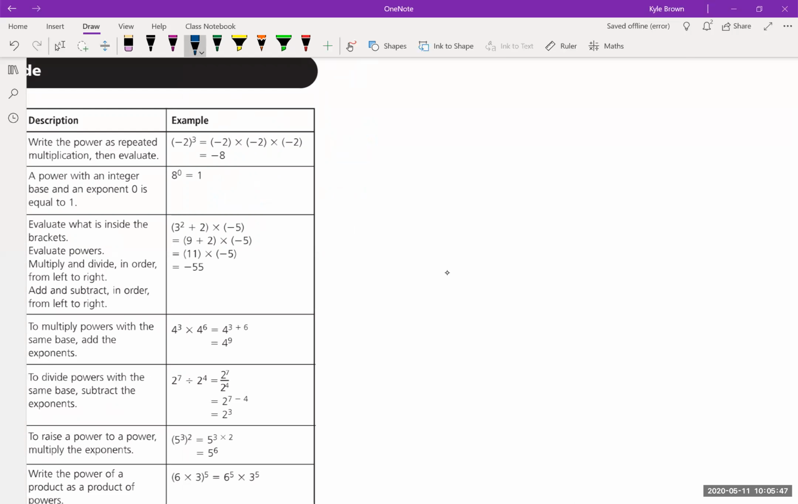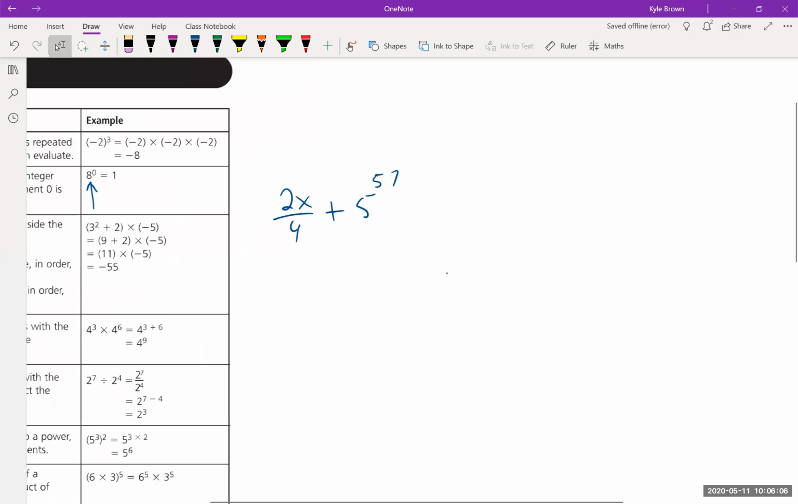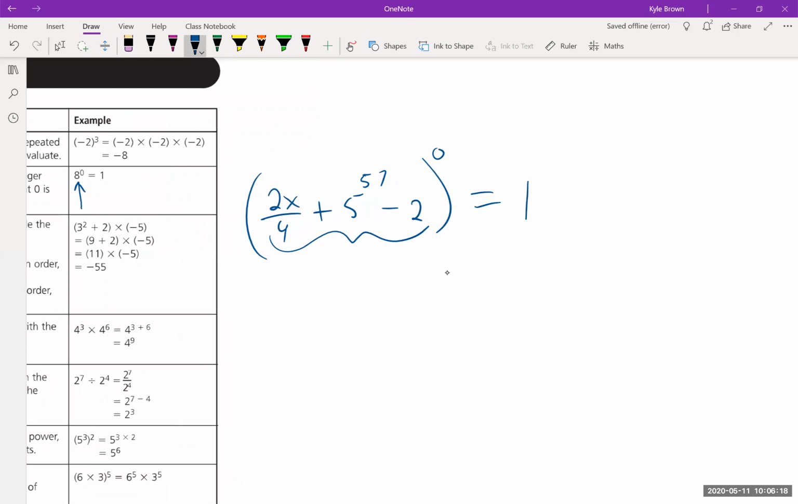The next one here: anything to the power of 0 is 1. So be careful on this on the assessment. I might have thrown some things in there; we're just trying to see if you know this one. So if I had, let's say, 2x over 4 plus 5 to the power of 57, minus 2, all to the power of 0, I'm not going to start doing the math on that. It doesn't really matter. All of it is equal to 1. So just keep an eye open for those.